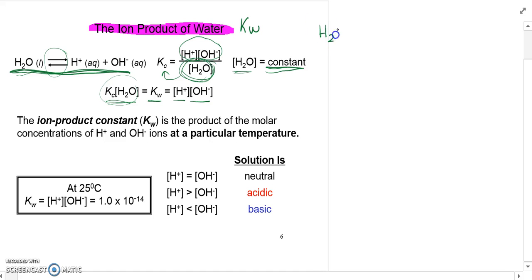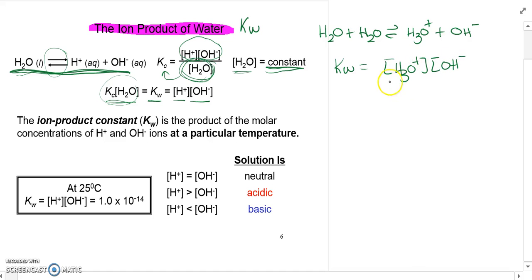If you were to write the equation like we did in the previous video, with water auto-ionizing with itself, it's the same thing, so Kw is equal to the concentration of H3O plus times the concentration of OH minus. We do not include the concentration of water in our equilibrium constant expression. So you often see it like this as well. At 25 degrees Celsius, Kw is 1.0 times 10 to the minus 14.